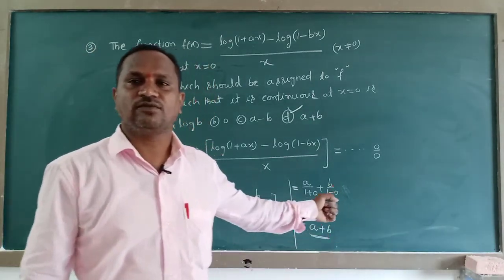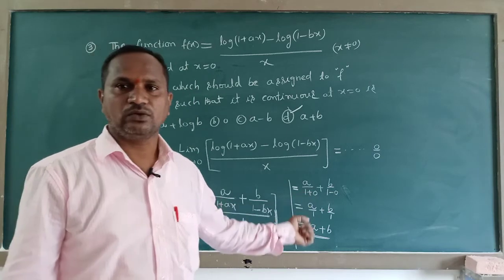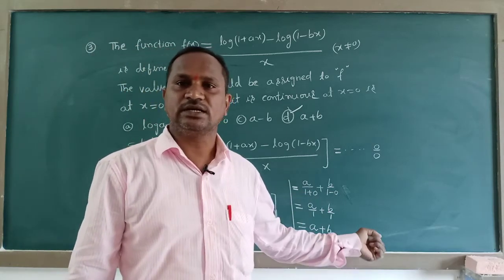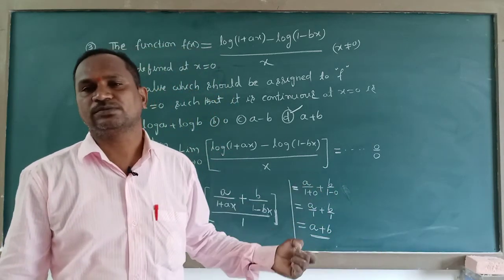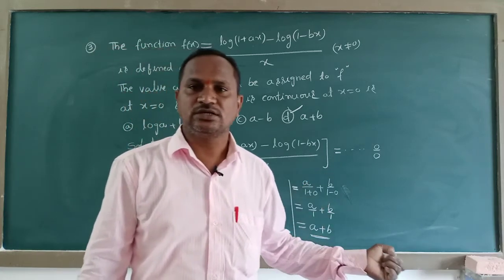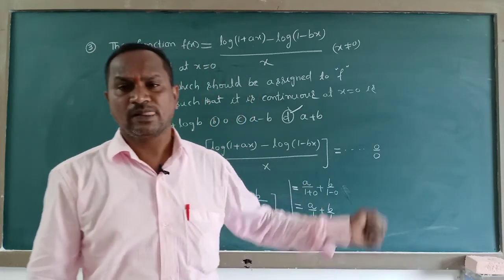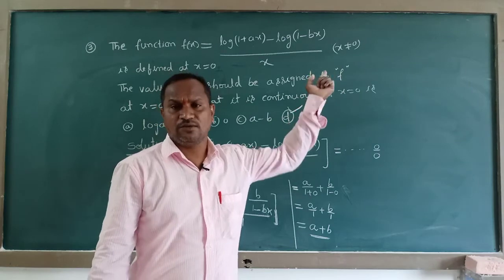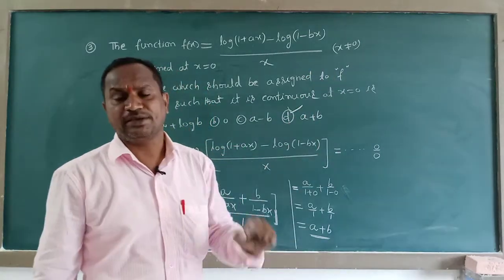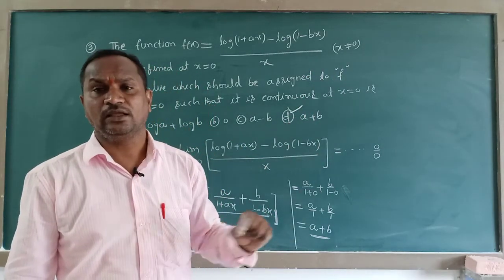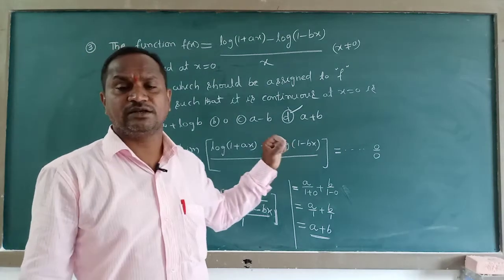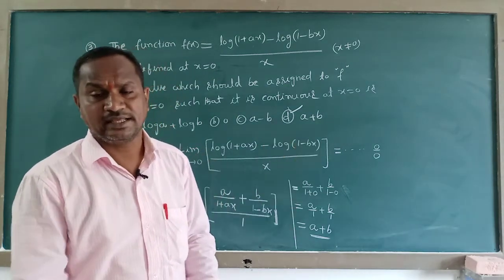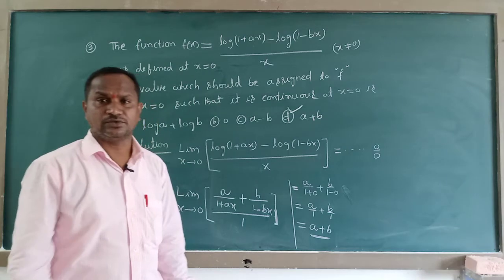That's why a plus b is the function value, or the limit value. We can mention two values for a plus b. Why we mention two values for a plus b is because the question mentions that f of x is a continuous function. Based on that condition only, we directly found the limit value here. Next, let us solve another question.